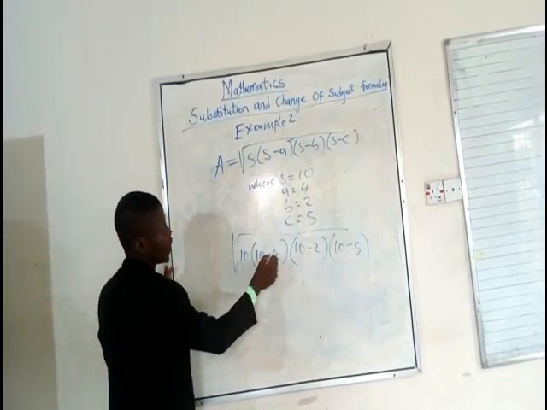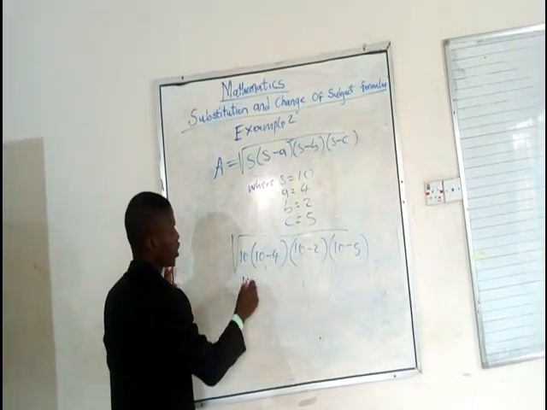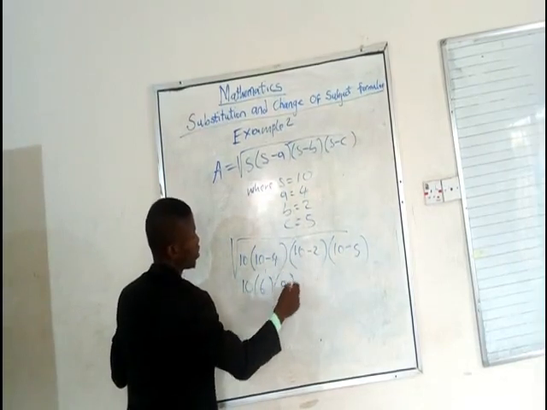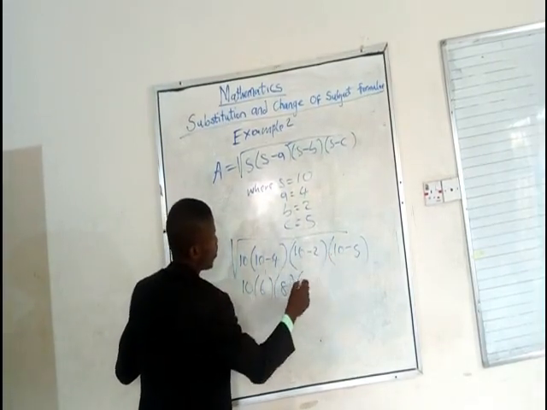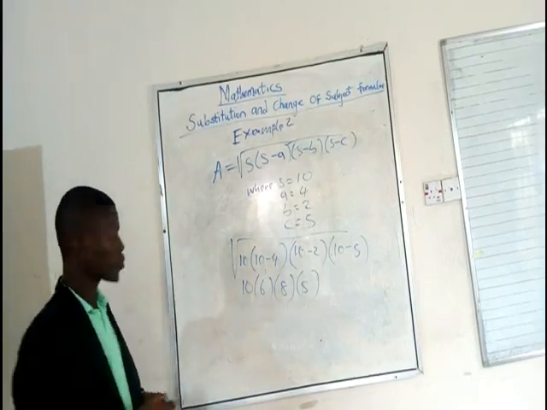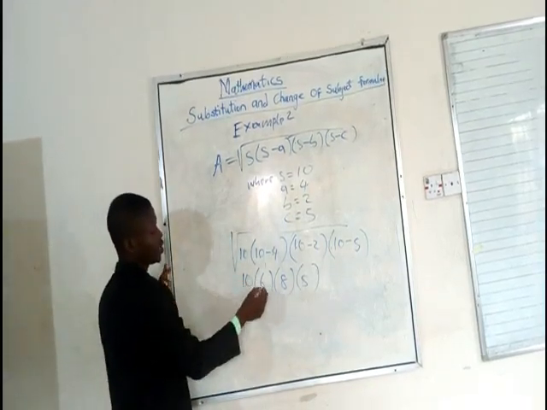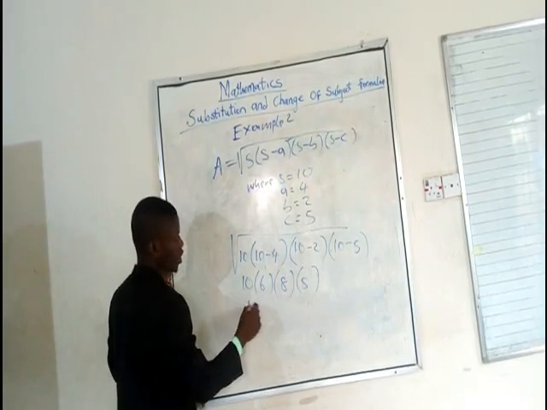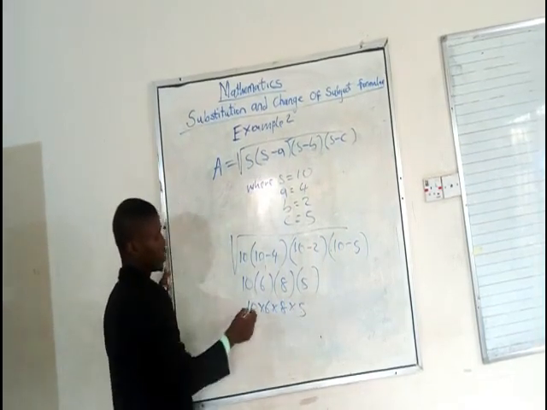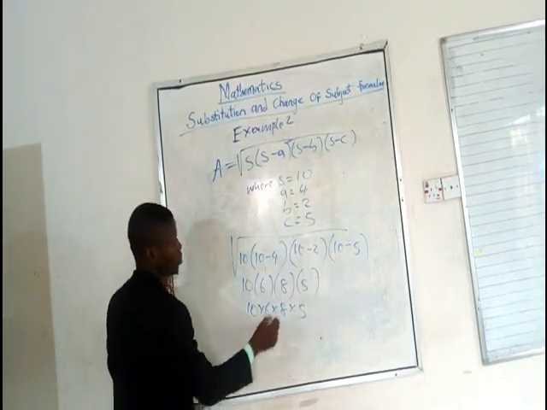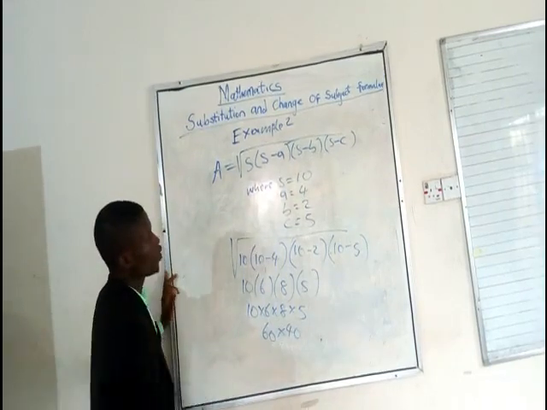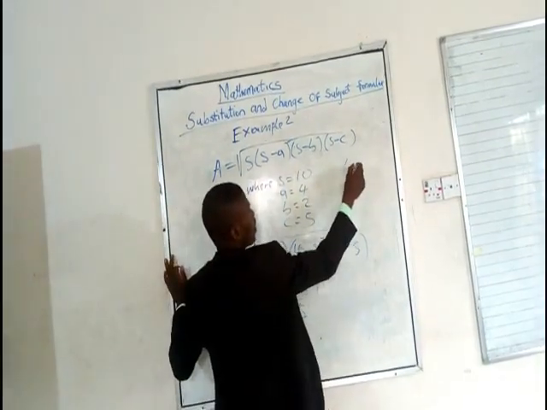Then 10 minus 4 will give us 6. 10 minus 2 gives us 8. 10 minus 5 will give us 5. We will multiply all through: 10 times 6 times 8 times 5. 10 times 6 is 60. 8 times 5 is 40. Let's solve it in our row: 60 times 40.